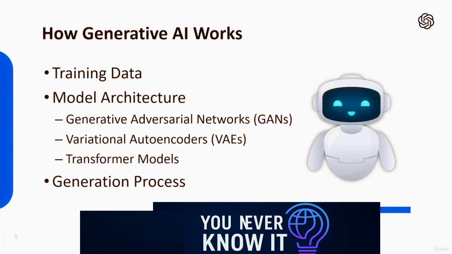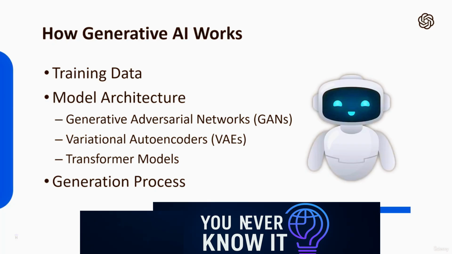They compete with each other. The generator creates data while the discriminator evaluates it against real data, checking how realistic the data is before it is presented to the user, helping the generator to improve over time.